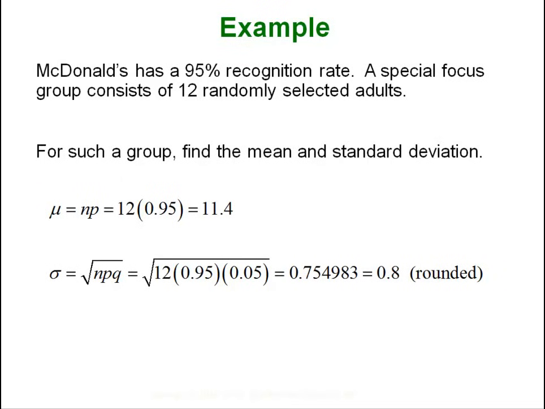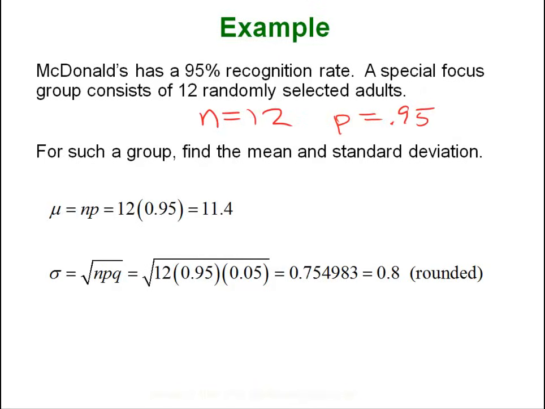95% of the world's population recognizes McDonald's, and that's actually pretty accurate. If you went out and just randomly chose a focus group of 12 adults, we could find the mean and standard deviation of the number of people in that group who recognize McDonald's. So in this case, our sample size is 12, and our p is 0.95, because that's the probability of a success.